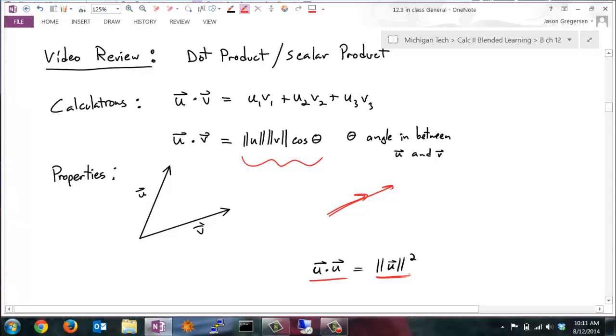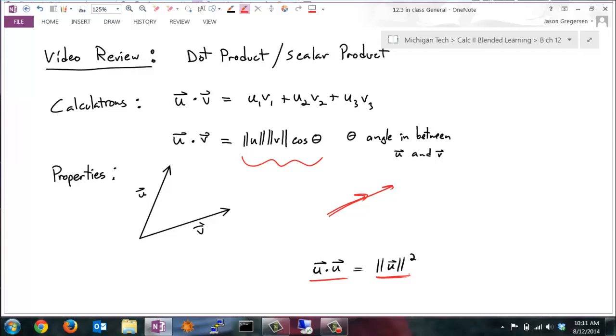Cosine of theta takes values between -1 and +1. So the biggest this value can possibly be is 1, which occurs when theta equals 0. So when these two things are perfectly aligned, the dot product gives its biggest possible value. That's why it's a sense of alignment.